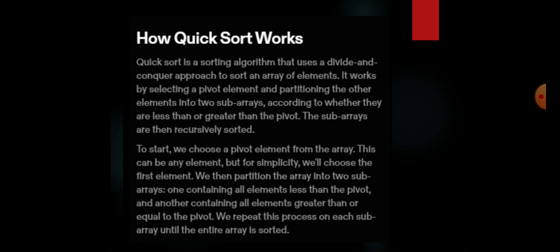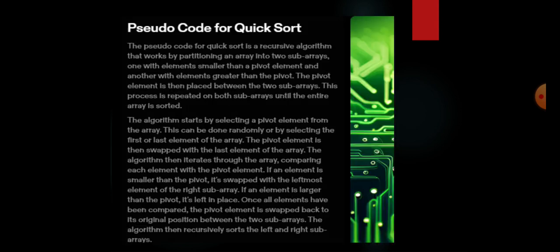To start, we have to choose a pivot element from the array. This can be any element, but for simplicity we'll choose the first element. Then we partition the array into two subarrays, one containing all the elements less than the pivot and another containing all the elements greater than or equal to the pivot. We repeat this process on each subarray until the entire array gets sorted.